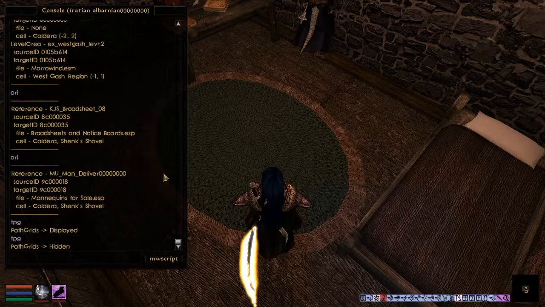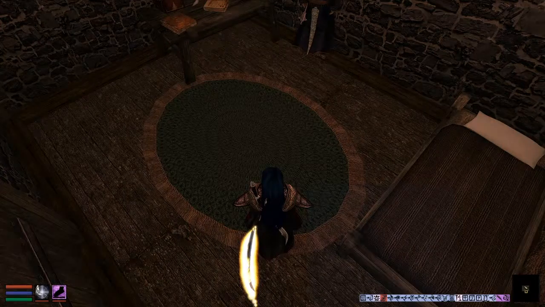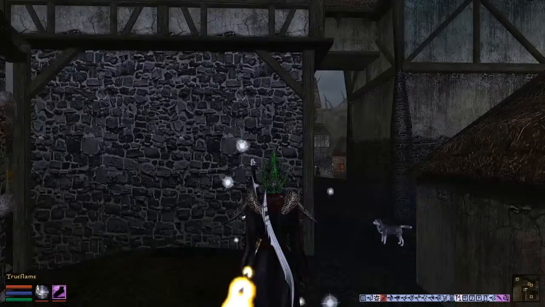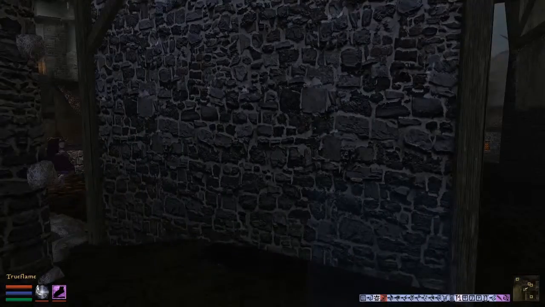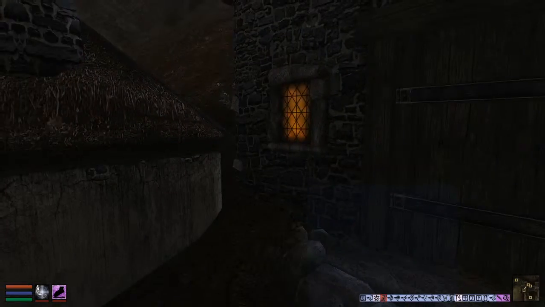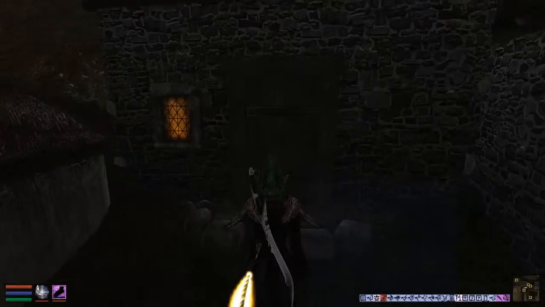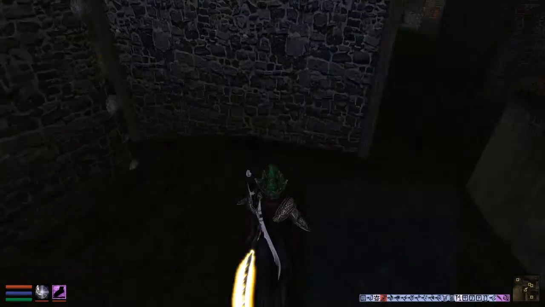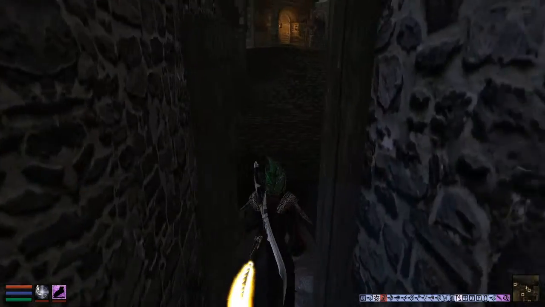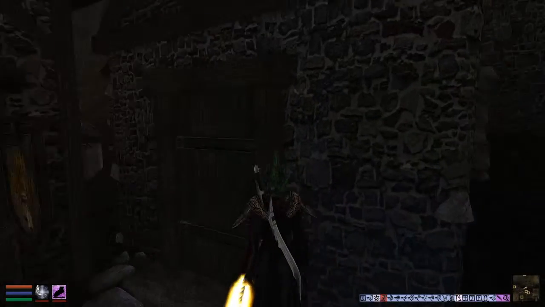So let's toggle it again, and this is the way you can check for interiors when you see NPCs staring at the walls. Oftentimes it's also because the path grid is missing.